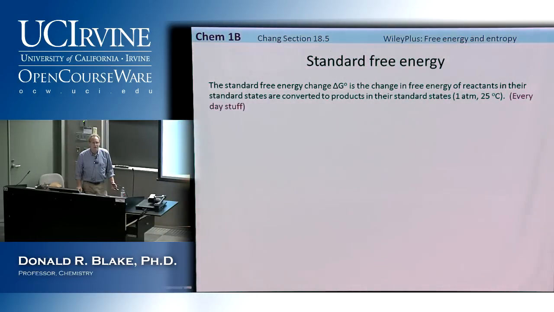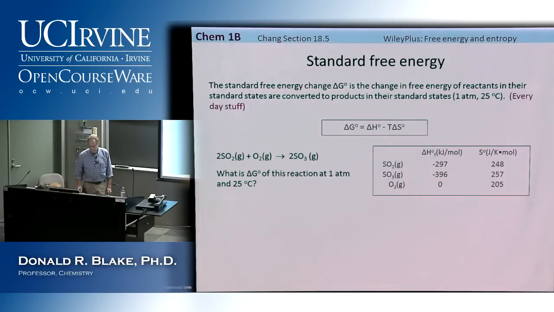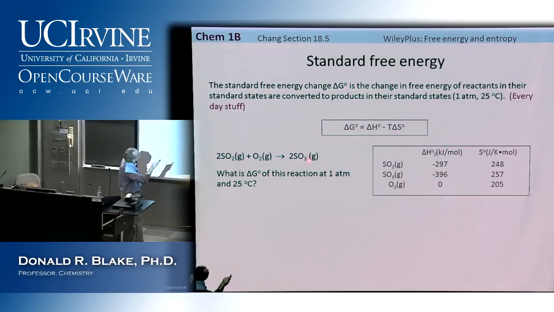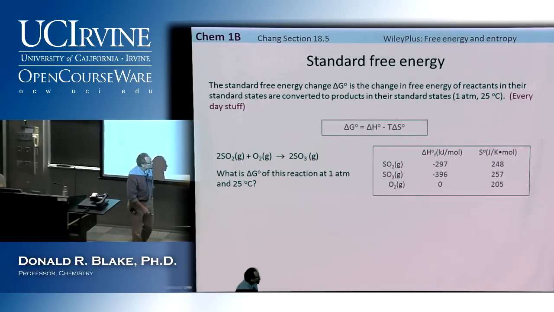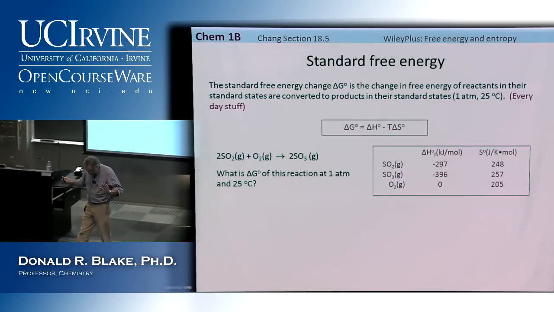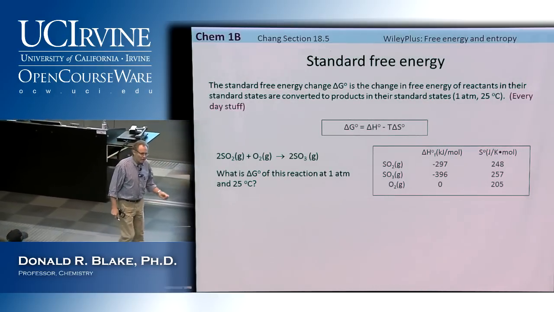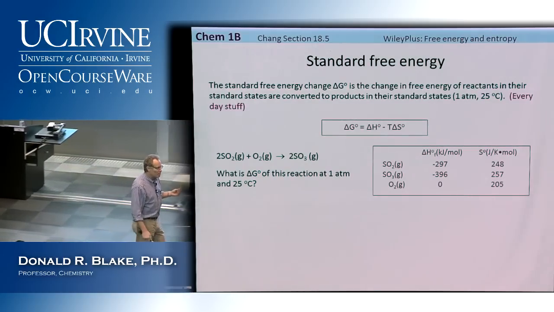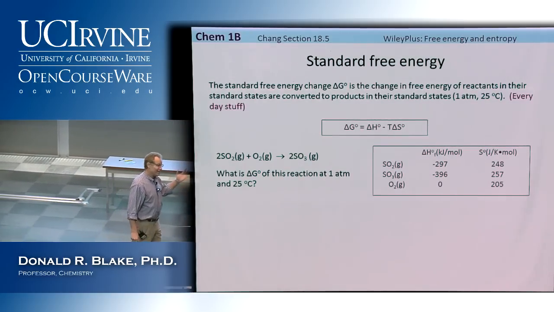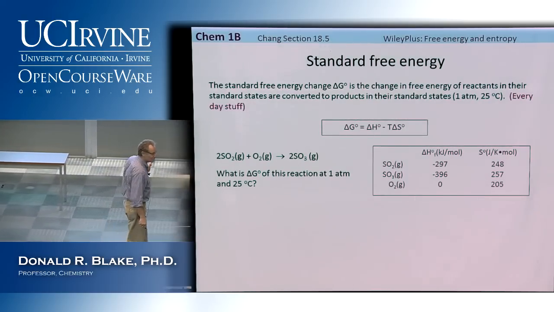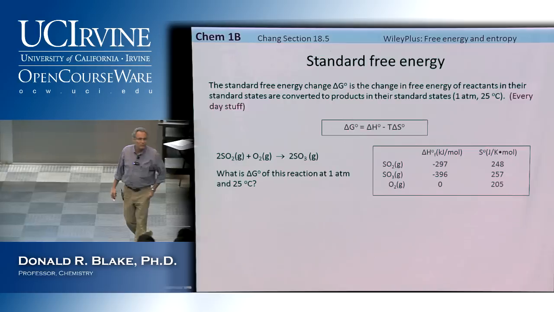This is new, okay? I just put this in today, so you might want to at least watch this. Same equation, okay? Two SO2 gas plus an O2 gas goes to two SO3 gases, okay? Now, I want you folks to at least have a clue as to what the sign should be for entropy. I can't look at something and tell what the delta H is gonna be, unless it's a combustion, and I know it's gonna be a negative number.